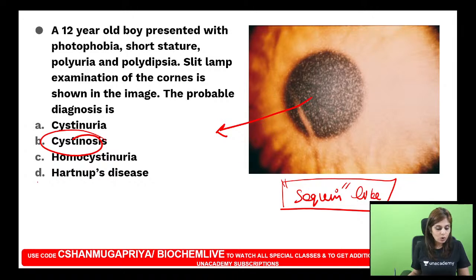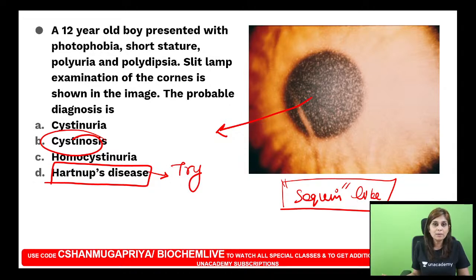Can we exclude all these choices? Can it be Hartnup's disease? What is Hartnup's disease, all of you? Hartnup's disease is caused by a defect of a neutral amino acid transporter, which is specific for tryptophan.